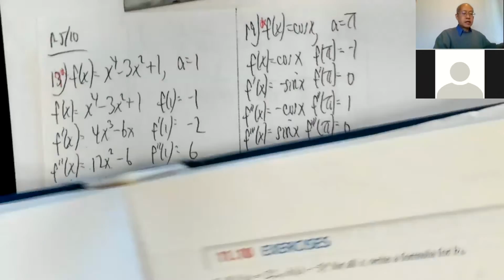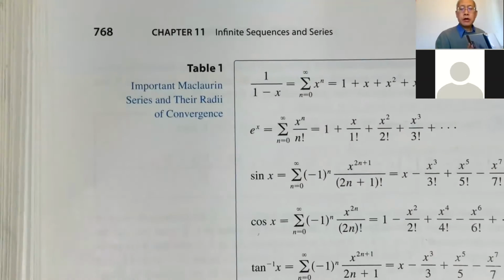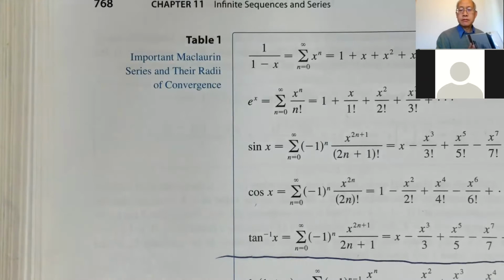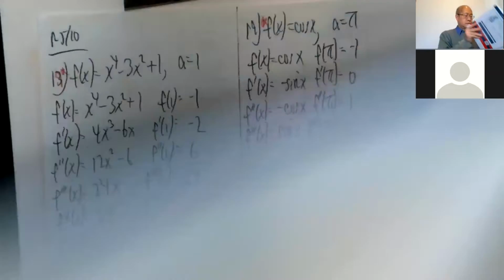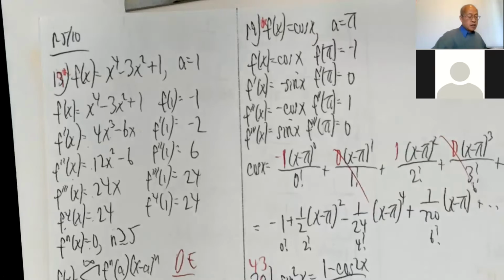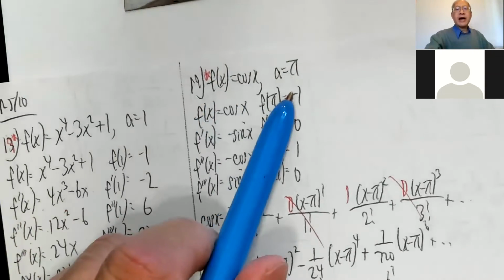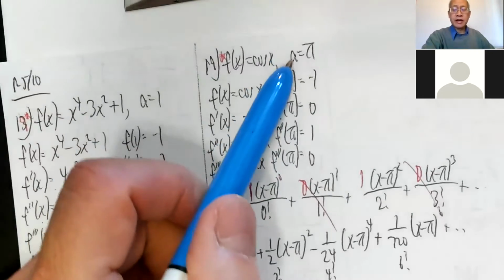So this table that I showed you, these are all Maclaurin series centered at 0. That's our favorite. We don't have to center at 0. We could center somewhere else. In particular, we could center at pi. We could center anywhere we feel like.